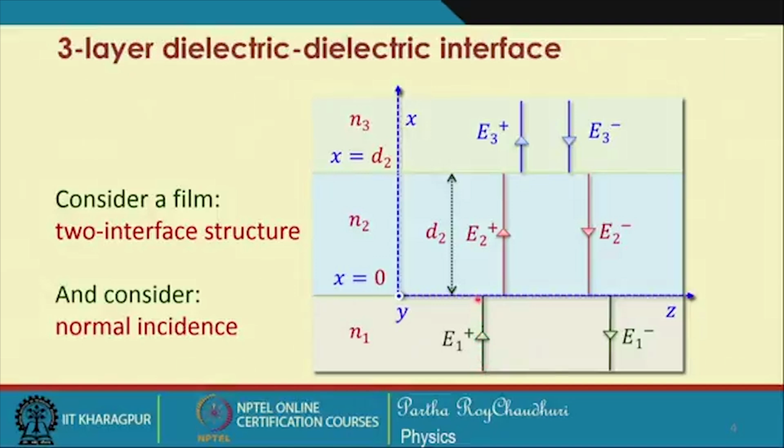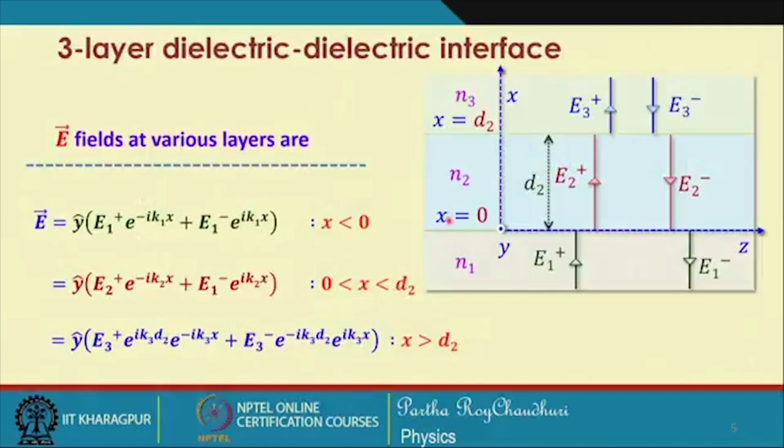Let us consider that the electric field is incident along this direction, and we designate this electric field by E1 plus, and from this interface part of the wave will be reflected. The electric field reflected from this interface we will designate E1 minus, and similarly for the second layer, that is the film, this will be designated by E2 plus, and the one reflected from this interface will be designated E2 minus, then similarly E3 plus and E3 minus. The thickness of the film we consider as d2, because this is the second layer.